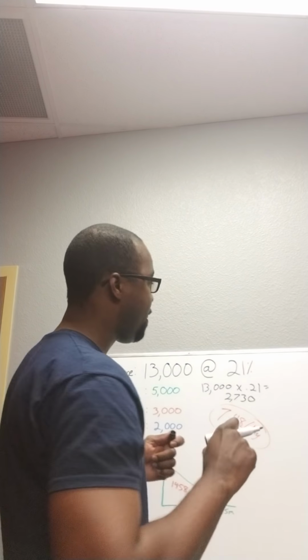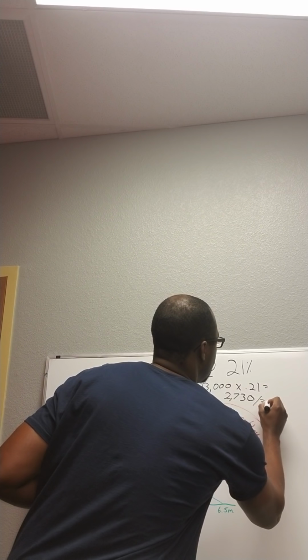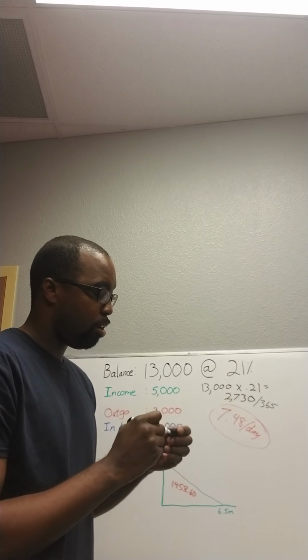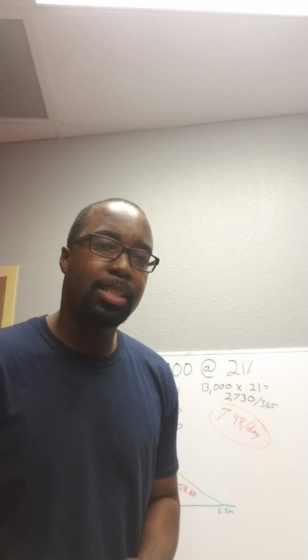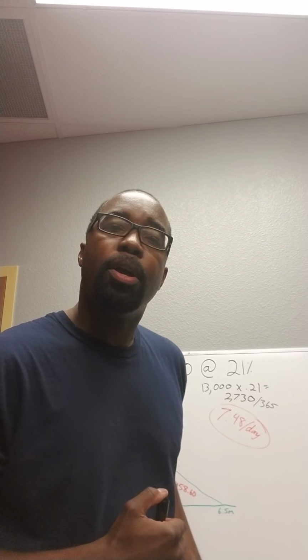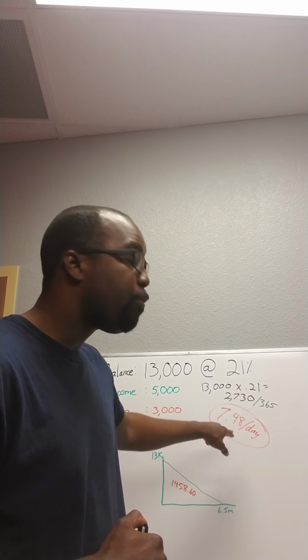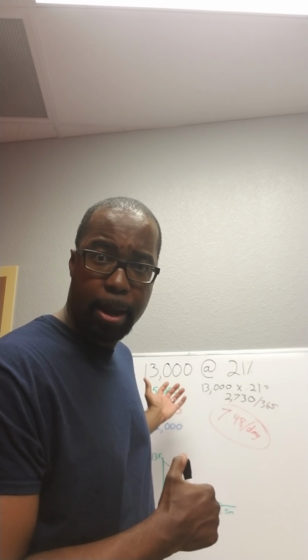Now, I know there are banking days and other ways that you can divide this that would also be accurate, but we're going to take 365. So you're going to take $2,730 and divide that by 365, which is how many days in the year, and you're going to end up with a number, and that number is going to be $7.48 a day.